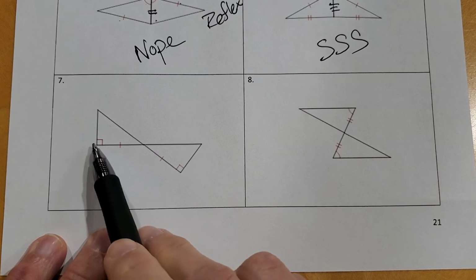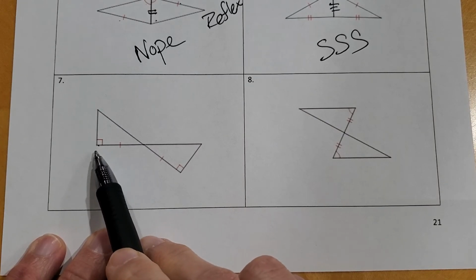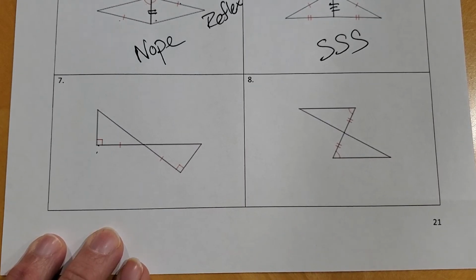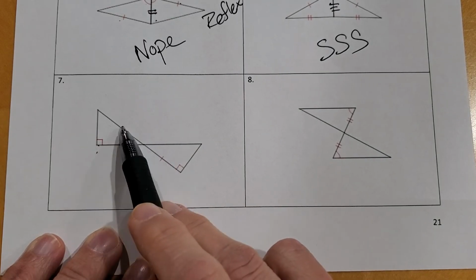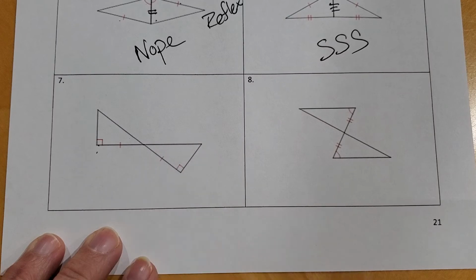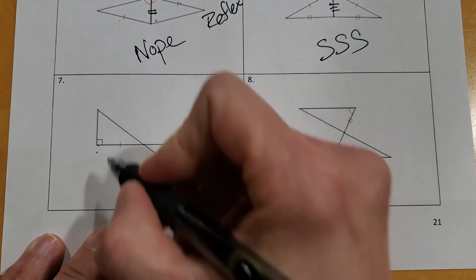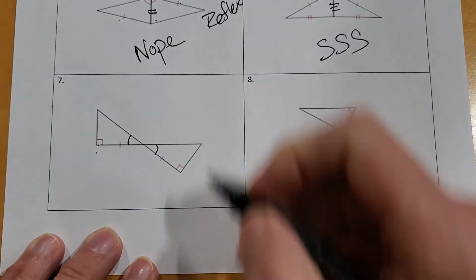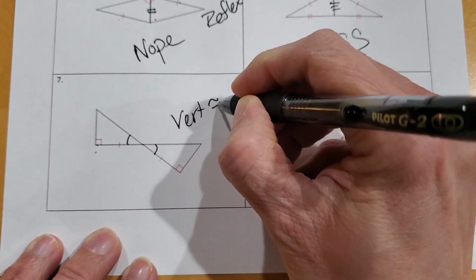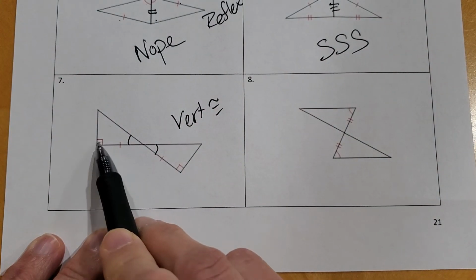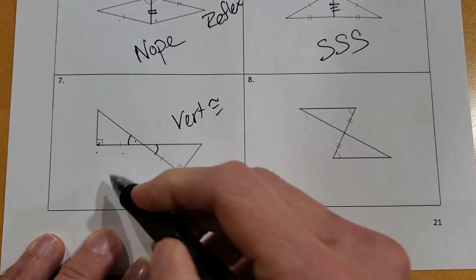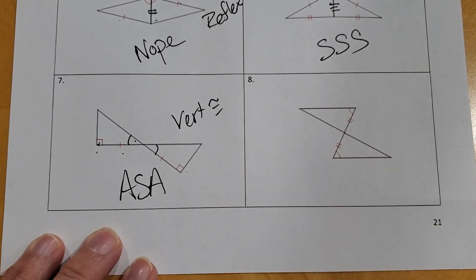And then finally, we have a right triangle. So that means we could use hypotenuse leg. But notice the hypotenuse is the longest side. It's always across from the right angle. We don't know anything about the hypotenuse of either triangle. So that's not going to be the way we prove these two. But we do notice vertical angles. And since vertical angles are equal, then I know that I can prove these two triangles congruent by angle, side, angle, angle, side, angle. So that's what I'm going to do on that one.